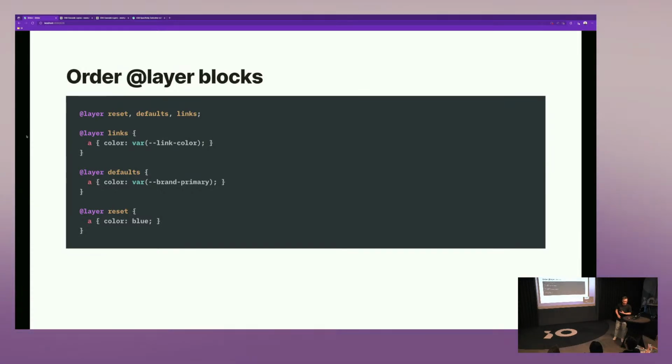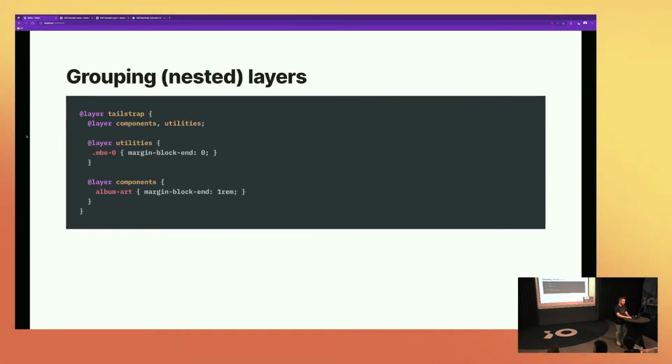We can order those blocks, so by first defining our layers up front, we can arrange the order of the styles. Who knows what style the anchor tag will have? Yeah, indeed, because links is defined last in this order, it will take higher priority over this one. Oh, it's a variable, yeah. Could be blue. Could be blue. It's Schrödinger's definition.